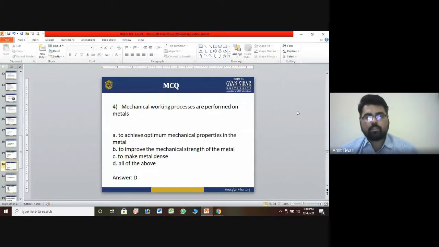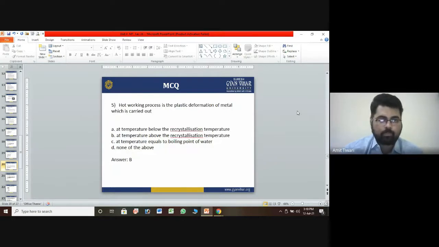Fourth question: mechanical working processes are performed on metal for what purpose? The options are A, to achieve the optimal mechanical properties in the metal, B, to improve the mechanical strength of the metal, C, to make the metal dense, and D, all of the above. The correct answer is D, all of the above is true.